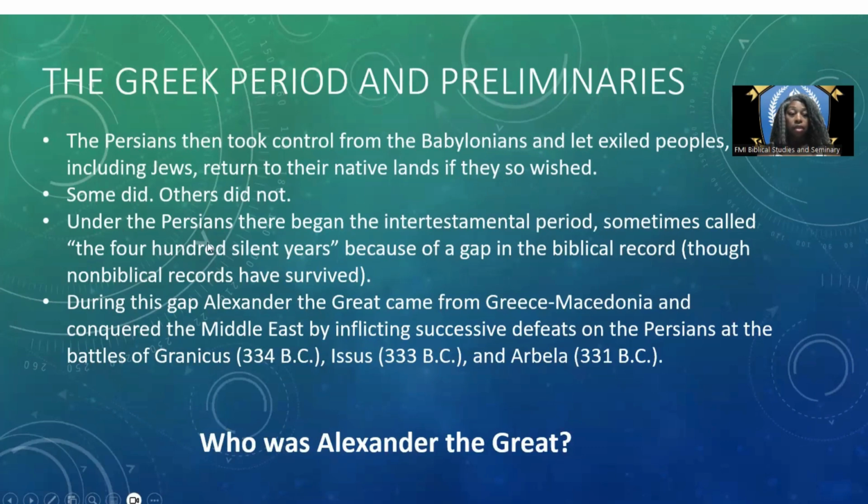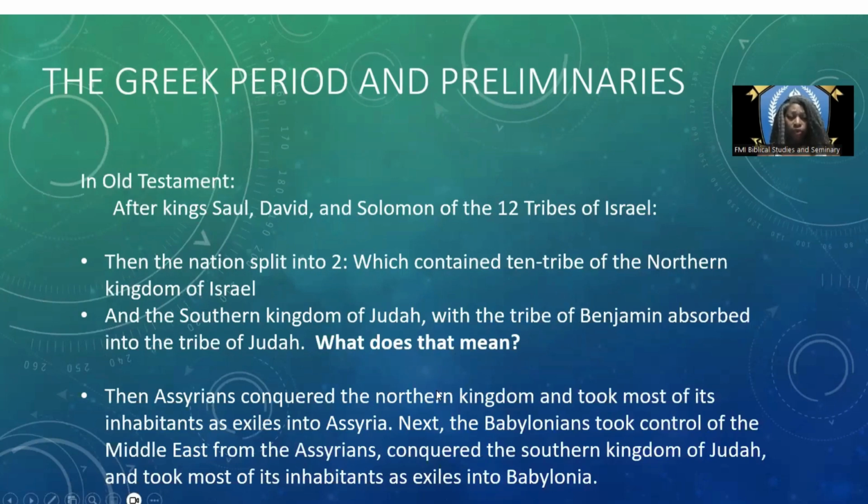So under the Persians, we begin to find the intertestamental period, sometimes called the 400 years. And we know that this is the gap, during those 400 years, that they were being ruled by others.